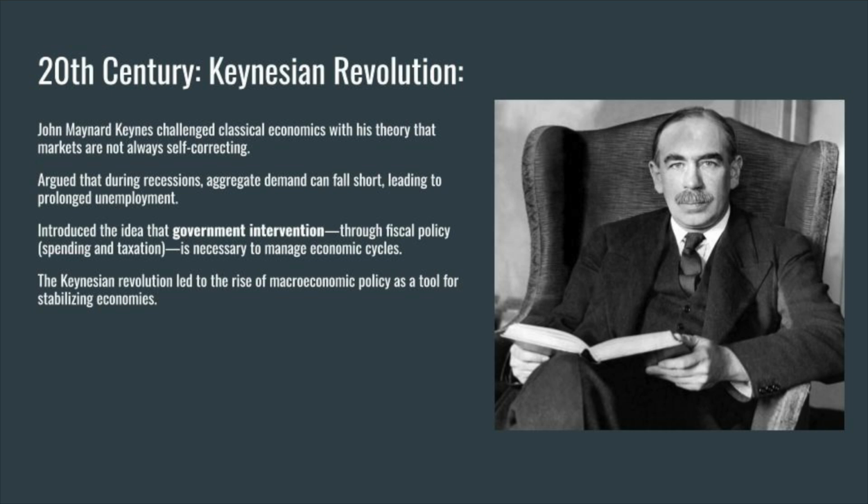20th century, Keynesian revolution and monetarist counter-revolution. The 20th century marked a profound shift in economic thought, starting with the Keynesian revolution. John Maynard Keynes challenged classical economics, particularly the idea that markets are always self-correcting. He argued that active government intervention was necessary to manage economic cycles and prevent prolonged recessions. Rise of macroeconomic policy. Keynesian economics emphasized the importance of aggregate demand and introduced tools like fiscal policy, government spending, and taxation as a means to stabilize economies.